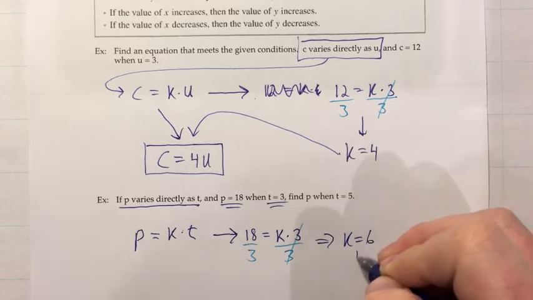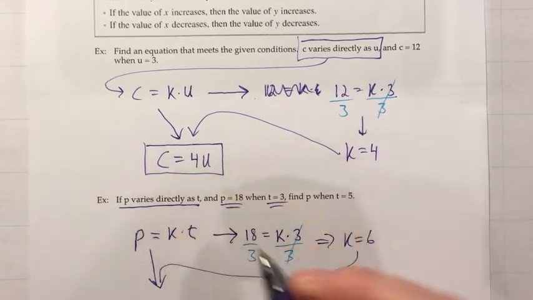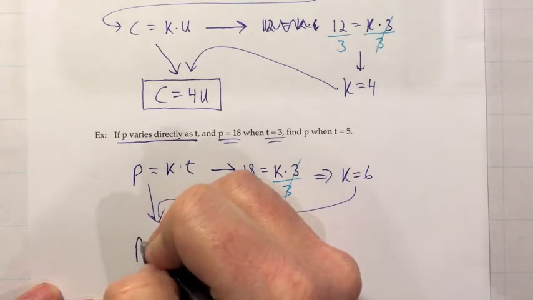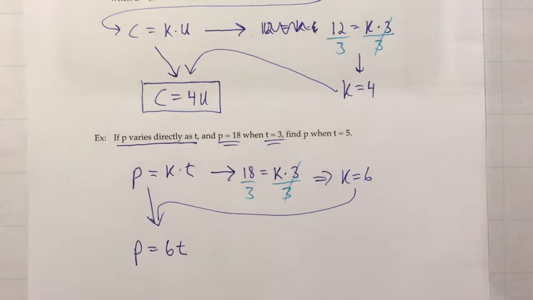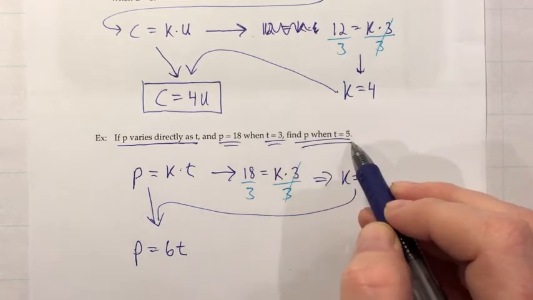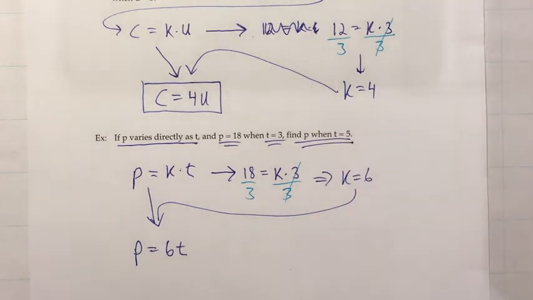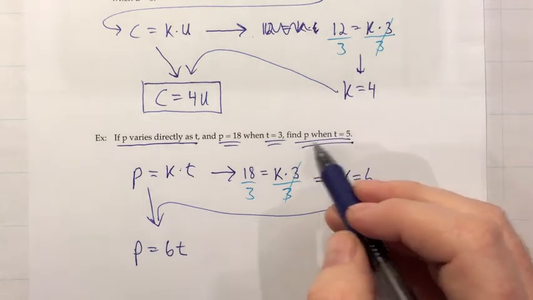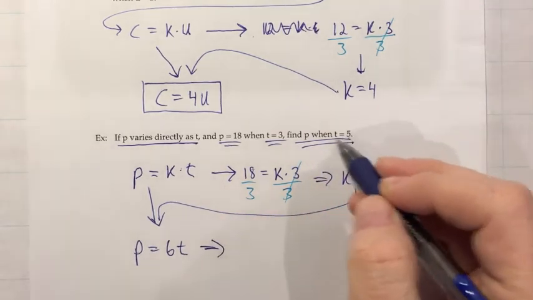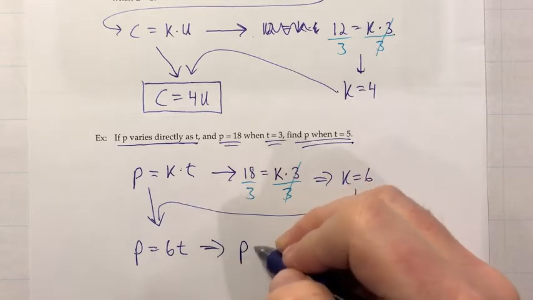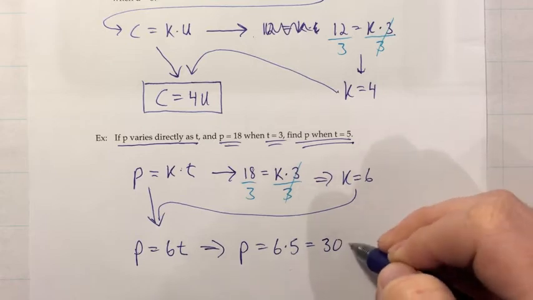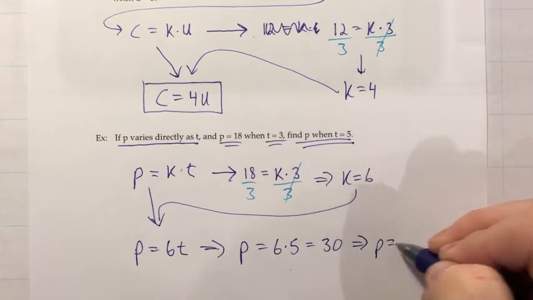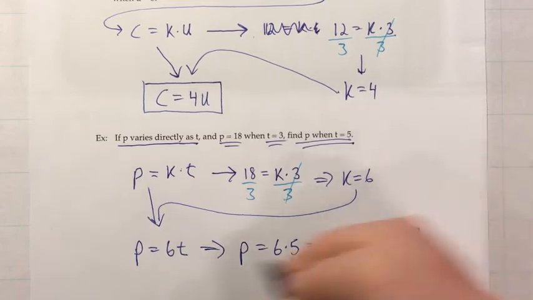And now, just like last time, we'll take the k equals 6 and we'll plug it into that initial equation. And then we will have p equals 6 times t. So there's my variation equation. Only this time, that's not the answer to the problem because they have an additional question. They want us to find p when t equals 5, but that's what this equation is good at doing. So they're telling us to find p when t equals 5. So we're going to plug that 5 in for t right there. So p will be equal to 6 times 5, which is equal to 30. So p equals 30 is the answer to the question, and we use the equation to get that.